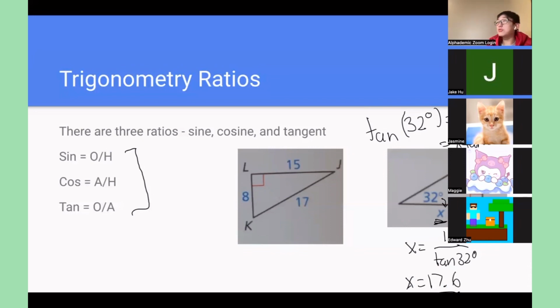And that is how you would use it. You would use the trigonometry ratios in the opposite fashion. In the first part, you had all the sides and were trying to find the angle. In this part, you have an angle and a side, and you're trying to find the unknown side.